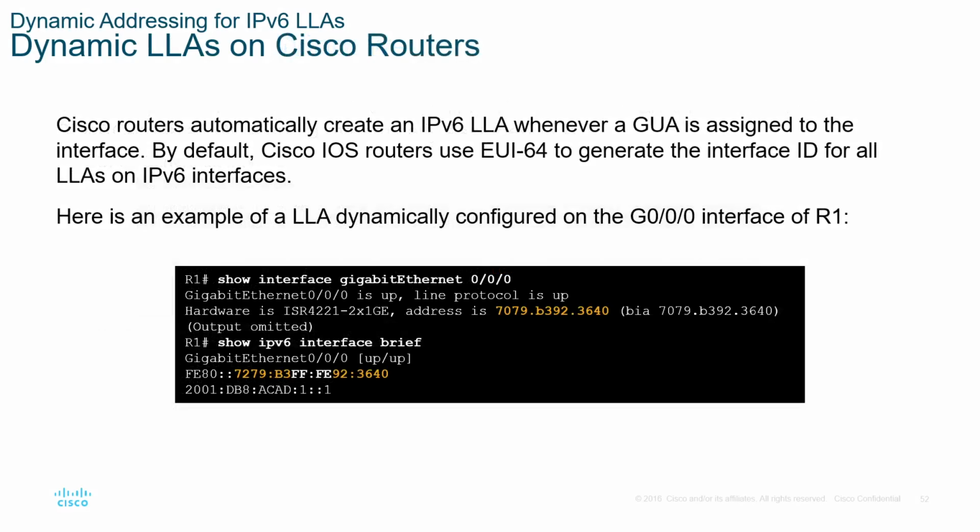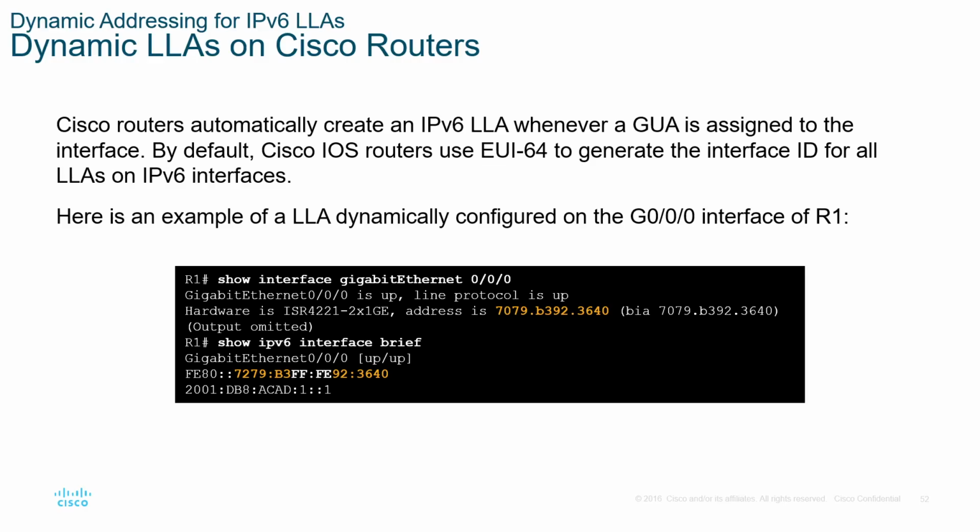Now, Cisco routers automatically create an IPv6 LLA whenever a GUA is assigned to the interface. By default, the routers use EUI-64. In other words, it just basically means they will be based on the MAC address. If you execute the command show interface and then specify the interface ID, you will be able to see the MAC address, and also the IPv6 address with show ipv6 interface brief.